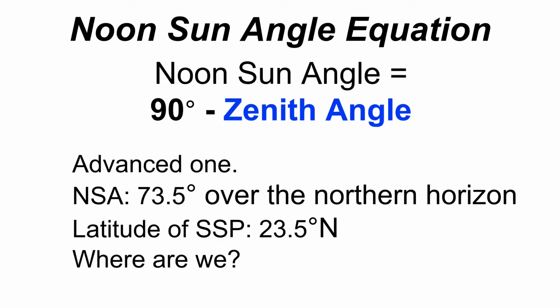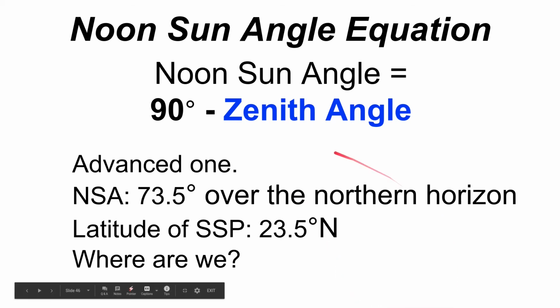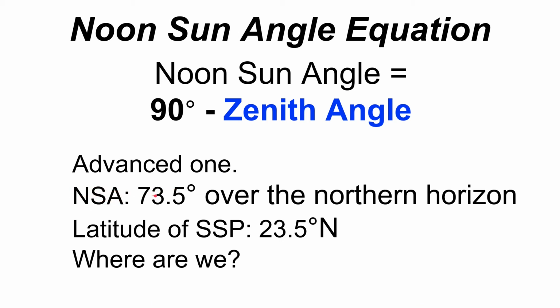Okay, let's do a more advanced one. So in this one, I'm going to give you 2 elements and ask you to figure out the third, but instead of asking you to figure out what the noon-sun angle is, I'm giving you the noon-sun angle. I'm telling you the noon-sun angle is 73.5 degrees over the northern horizon. So automatically you know that you are south of wherever the subsolar point is. If you have to look north to see the sun, you're south of the sun.